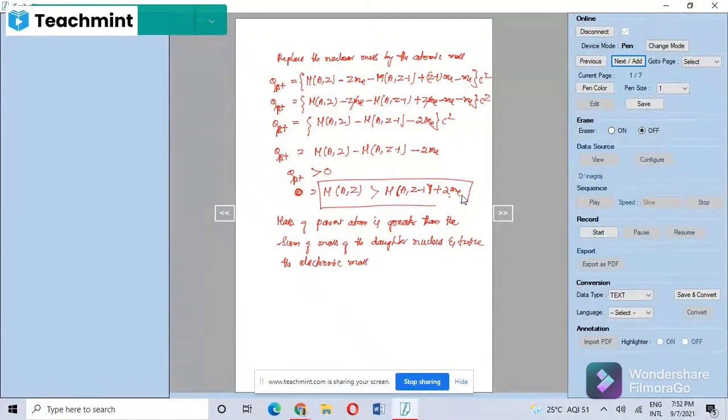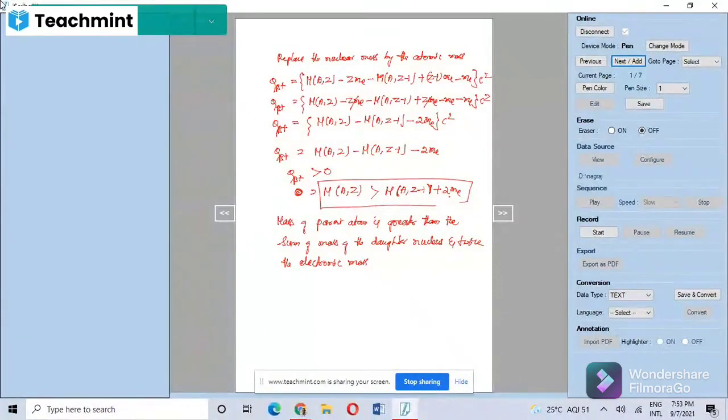Whereas in case of negatron emission, the mass of the parent atom is greater than the mass of the daughter nucleus. But in case of positron emission, the mass of the parent element is greater than the sum of the mass of the daughter element and twice the electronic mass. So that's the difference between positron emission and negatron emission. And if you understand either one of these, it is easy to write the expression for the other.